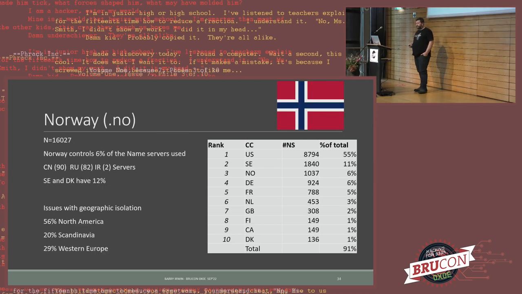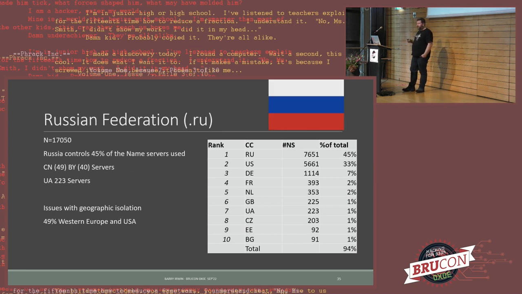Norway, same kinds of things, 56% in North America, 20% in Scandinavia, 29% in Western Europe. So we can say roughly 59 or 49% are safe countries. One can go on and have a look. Again, presence of China, Russia, and Iran. Russian Federation, now this is where there's a big star attached to take note.